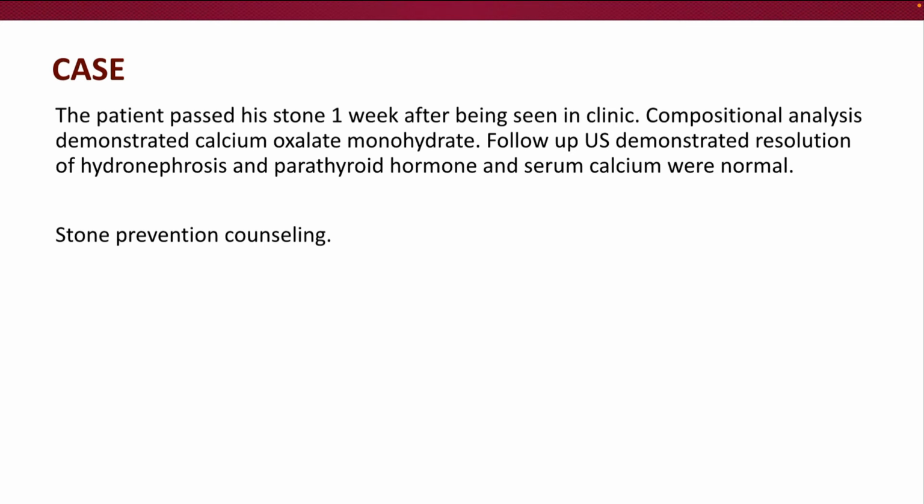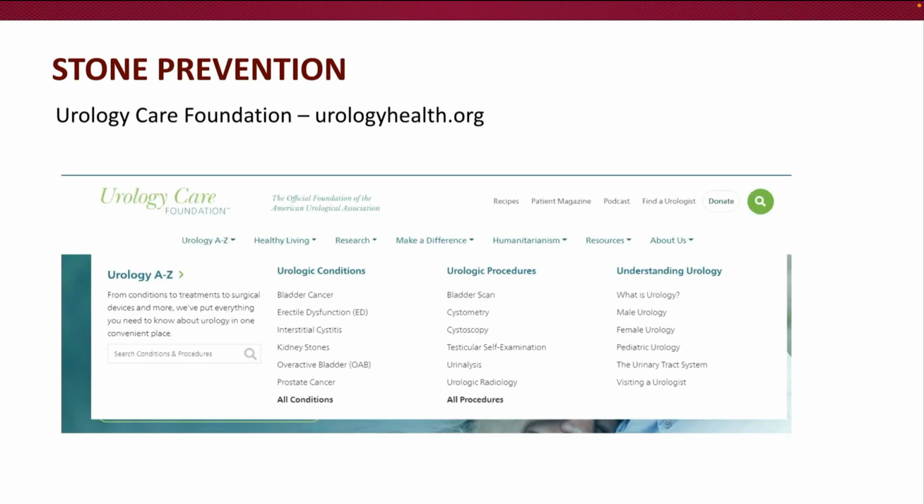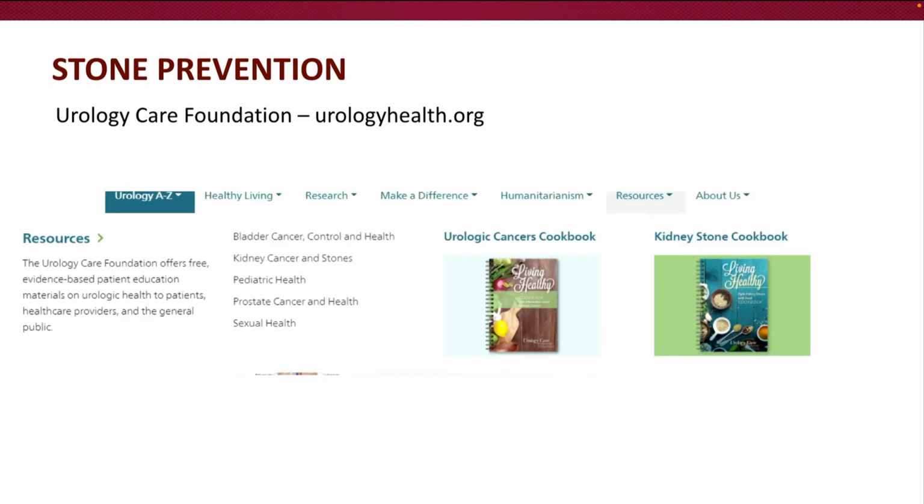So now you want to talk to this person about stone prevention counseling. The resource that I use is through the Urology Care Foundation. The website is urologyhealth.org. You go there and click on resources, and they actually have two cookbooks that are really cool. They have the Urologic Cancers cookbook, and then the Kidney Stone cookbook. I like the urologic cancer one for anyone, usually prostate cancer men who ask if there's anything they can do with their diet. There's not a lot of science behind that, but at least you're giving them something. It's really just a healthy eating diet, which is no harm. But the kidney stone one is the really outstanding one.